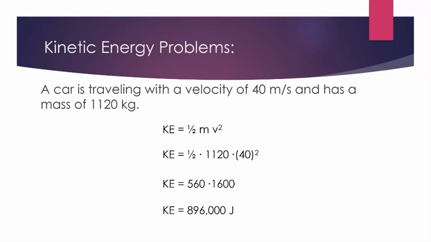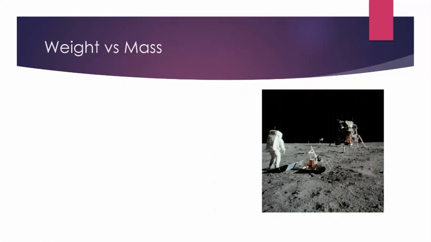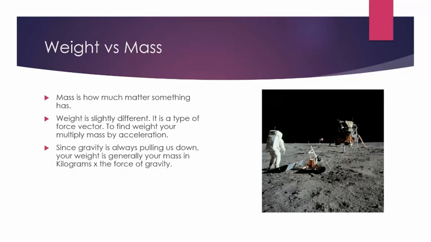Alright. Weight versus mass. Mass is how much matter something has. Okay? So we're looking at the atoms there. Weight is slightly different. It's a type of force vector, realistically. If you want to find your weight, you multiply your mass by your acceleration. Since gravity is always pulling us down on Earth, your weight is generally your mass in kilograms times 9.8 meters per second squared, the acceleration of gravity.